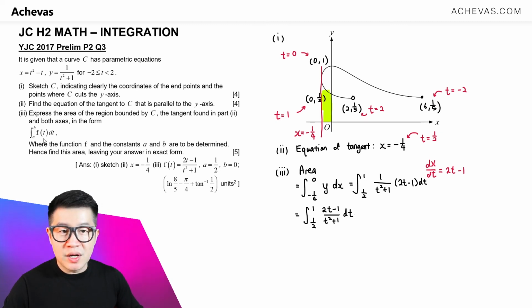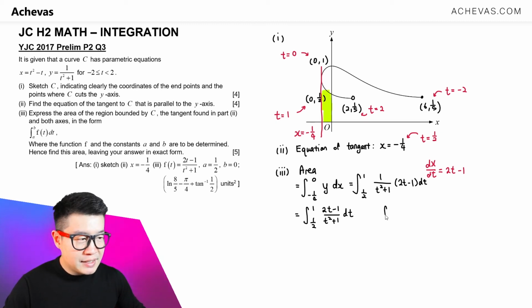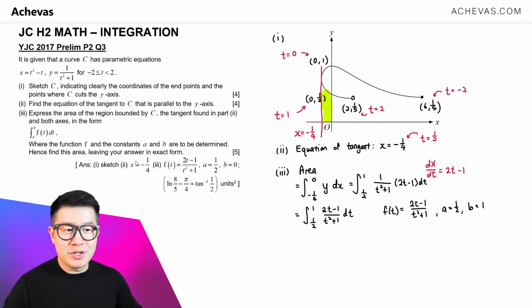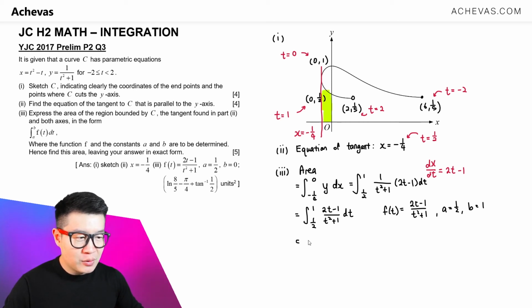So comparing this to what I'm supposed to show, we can see that f(t), the function that the question wants us to determine, is this 2t minus 1 over t squared plus 1. And a, which is the lower limit here, a is equal to half. And b, which is the upper limit, this is equal to 1. Okay, so now that we have this, we are ready to do our integration. And we got to integrate this manually because the question asks us to give our answers in exact form. It's not very difficult to integrate this.